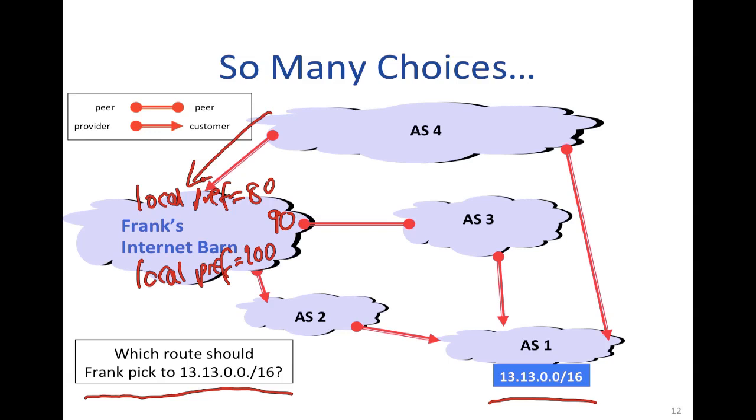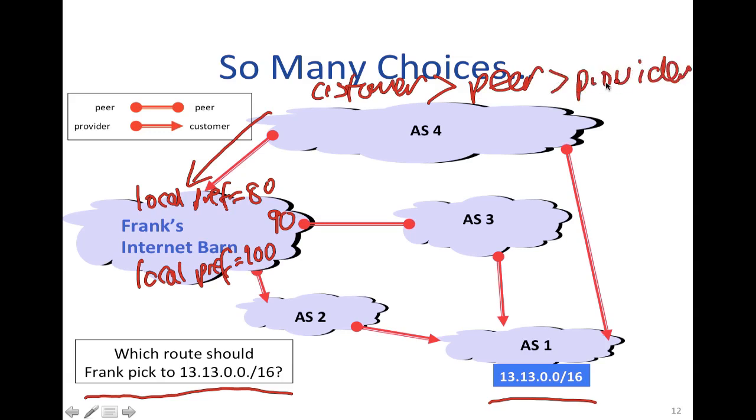unless that's my only choice. So basically I'm saying, in terms of my choice, customer advertised routes are better than peer advertised routes, which are better than provider advertised routes. And this is pretty common, but it's not baked into BGP. You can just set the preference values to do this. You could also set the preference values to be the opposite, although that would be pretty unlikely.